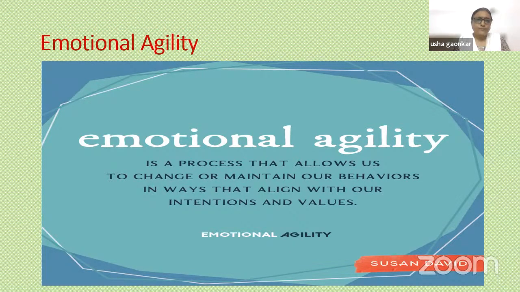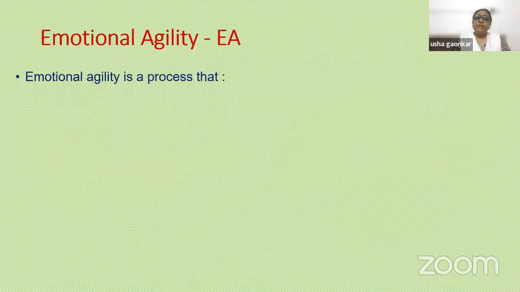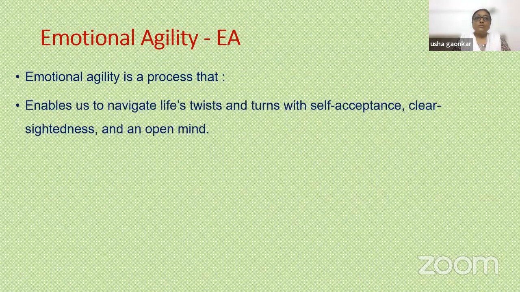aspects of our lives. So, emotional agility is a process that enables us to navigate life's twists and turns with self acceptance, clear sightedness, and an open mind. All right. So there are three things whenever we talk about emotional agility. We talk about self acceptance, which I just spoke about, accepting our emotions, accepting our feelings. Clear sightedness, that means intentions are very clear. All right. And open mind.